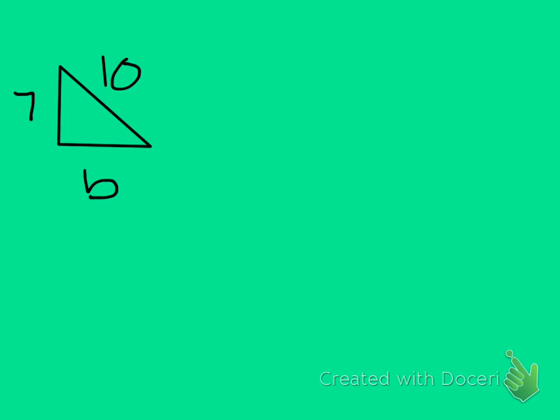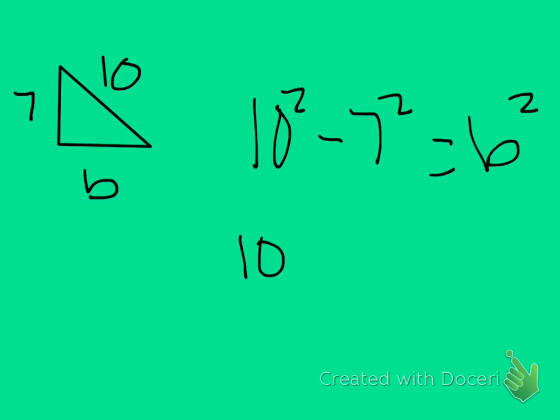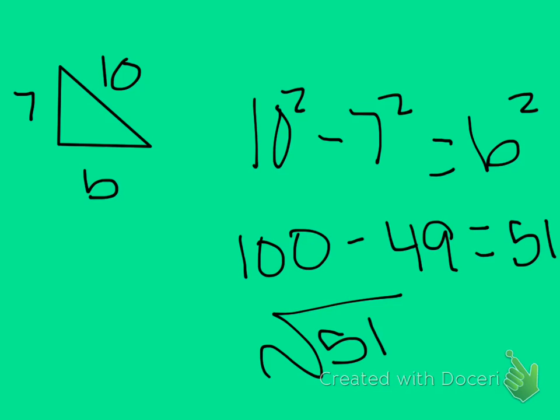The next one we have is the hypotenuse is 10, one of the legs is 7, and we're missing B. So we use the converse of the Pythagorean theorem. 10 squared minus 7 squared will give us B squared. 10 times 10 is 100. 7 times 7 is 49. 100 minus 49 is 51. The square root of 51 is not a perfect square, so it is 7.1, which is your B.